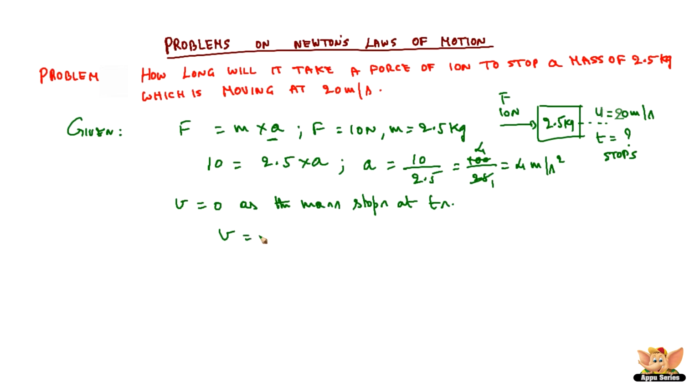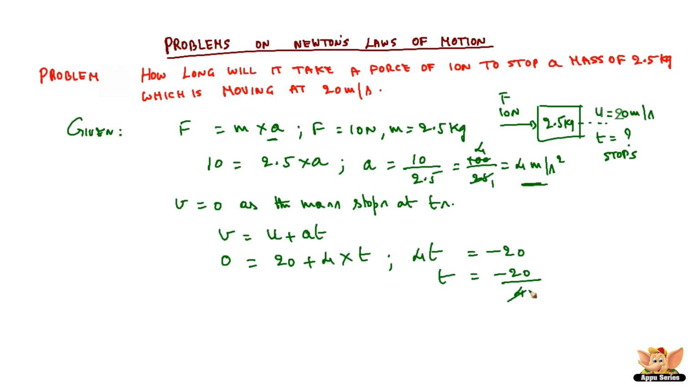Hence, if we use the equation of motion, v is equal to u plus at, wherein v is 0 and u is given as 20 and a we just found out is 4 and t is what we need to find. So 4t is equal to minus 20 and t is minus 20 by 4. So 4 fives are 20, which is 5 seconds.